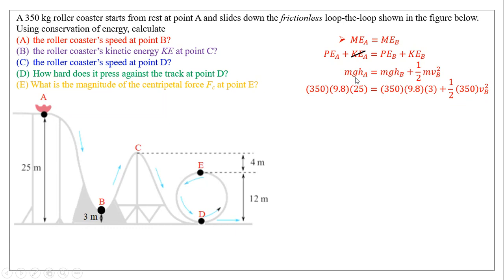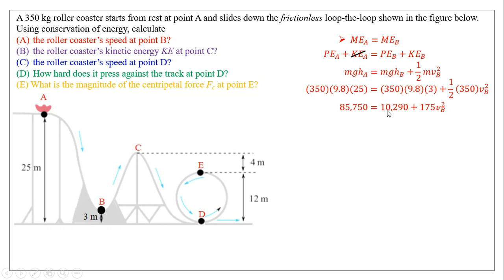Here, mass is 350, g is 9.8, and it's positive because energy is a scalar quantity. HA being 25 because it's given in the diagram. m once again 350, g being 9.8, HB being 3 meters because the diagram says point B is 3 meters off the lowest point, the ground. And then 1/2 mvB squared, m being 350. If you simplify on the calculator, on the left side of the equal sign you get 85,750. 350 times 9.8 times 3 gives you 10,290. And if you simplify 1/2 and 350, you get 175, and you still have to multiply that by vB squared.